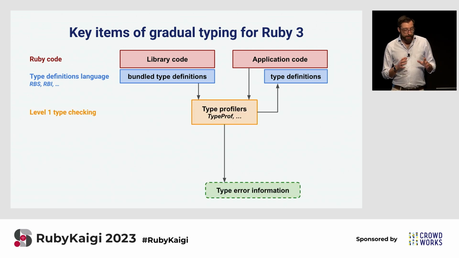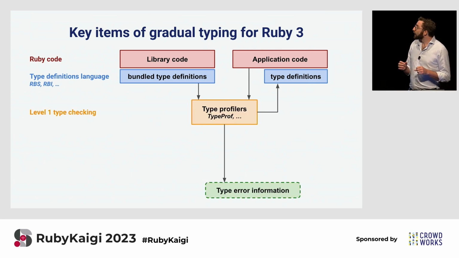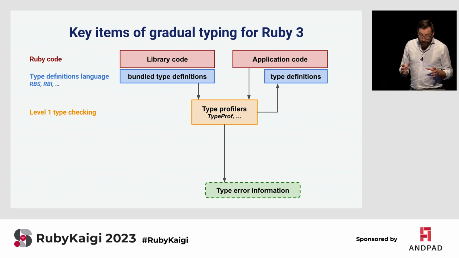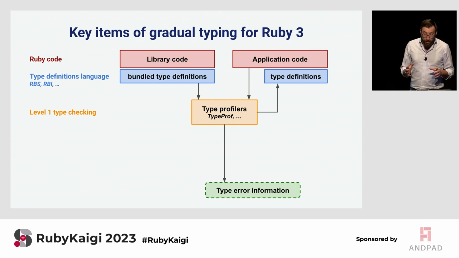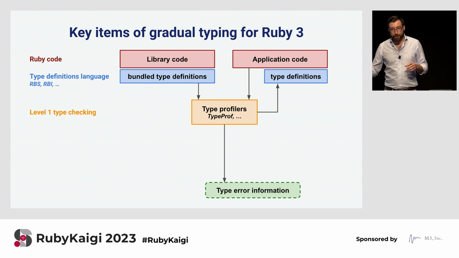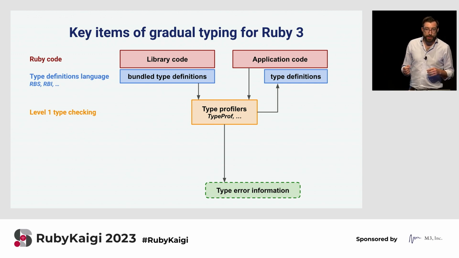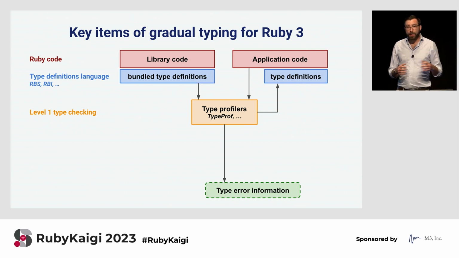And comes the level 1 type checker. This kind of type checking tool, like TypeProf, for example, is going to do type profiling. It's going to use the type definitions from the gems you're using and the application code directly to find type error information, but also to generate type definitions. And we saw in Yusuke's presentation, for example, that TypeProf can infer some of the types in the program and generate the signatures that match for this.